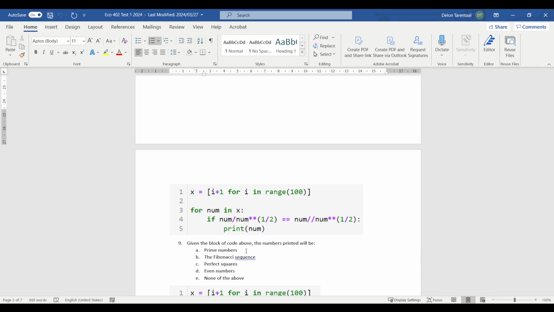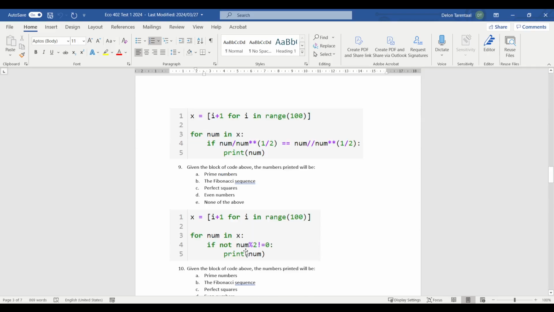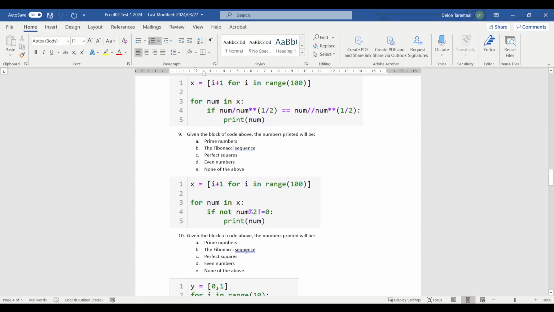Are we fine? Question 9. Okay. Then for 10, what's the answer? D. We're fine with it being even numbers. Just note that because there's a not in front here, this changes not equals to equals. Are we fine with that? Because this not is in front of a does not equal, it's a double negative. So not equal is equal. Okay?